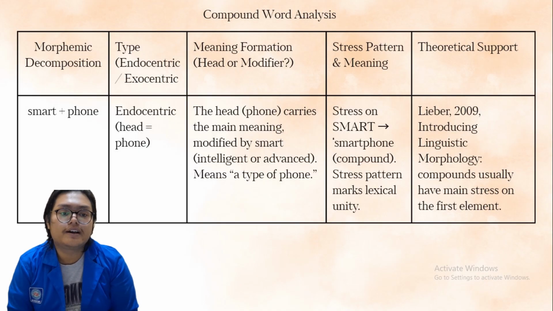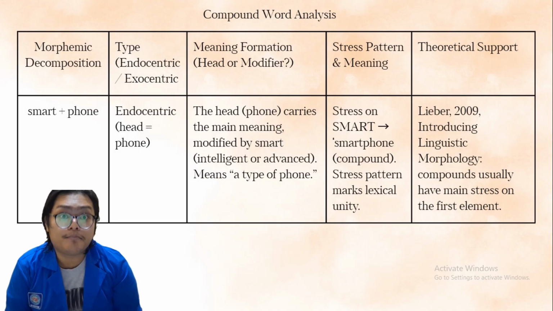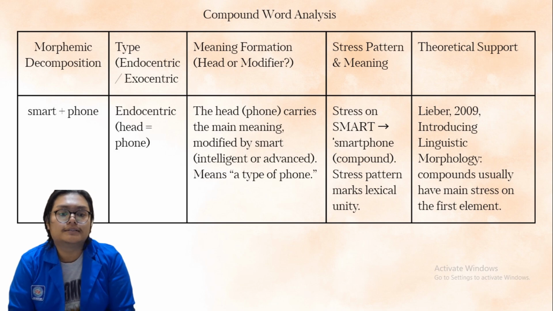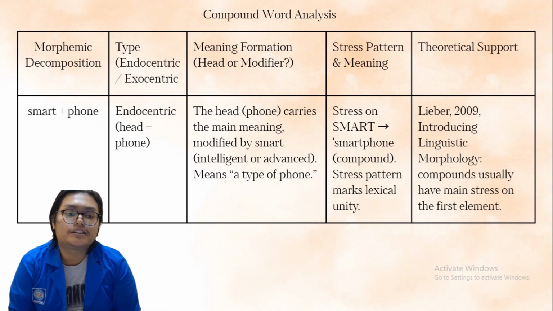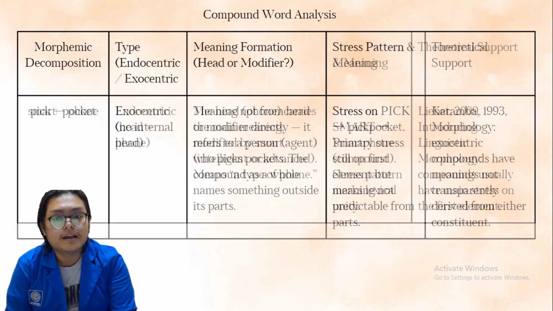So where is the stress pattern and meaning? The stress is on the word smart, smartphone. It is a compound noun. Stress pattern marks lexical unity. Based on Lieber 2009 in the book Introducing Linguistic Morphology, compounds usually have main stress on the first element.